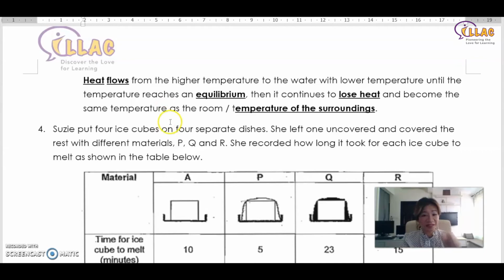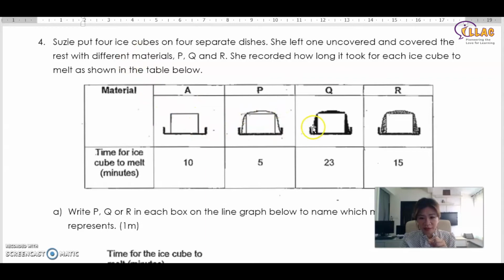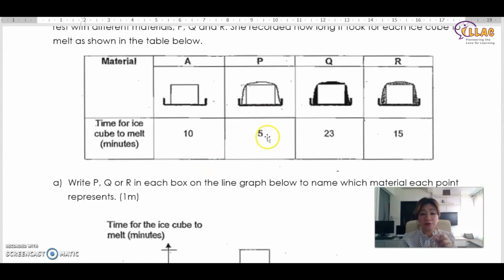Susie put 4 ice cubes, this little rectangular shape over here is the ice cube, in 4 separate dishes. She covered each one of them using a different material. A is left empty, not covered. So P, Q and R are different materials. She recorded how long it took for each ice cube to melt, as shown. So over here, P took 5 minutes to melt. Q took 23 minutes before it melted. So this one is a poor conductor of heat, isn't it? It did not allow the heat from the surrounding to enter, to pass through the material, therefore melting the ice.